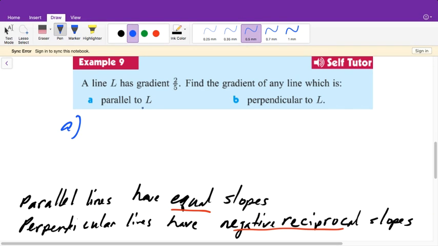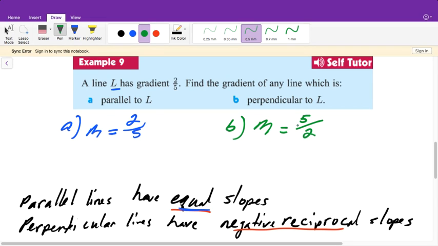So for A, we want the slope of a line that is parallel to line L. Well, if the slope or gradient of a line is 2/5, that means this slope that is parallel to it has to be the exact same because parallel lines have equal slopes. So it must also be 2/5. And then if we want a line that is perpendicular to L, remember, it is its negative reciprocal. So the slope will first have to be the reciprocal. Well, you say you love me, now you're flipping. So you flip them like reciprocals. So it's 5/2, and then it's the negative reciprocal. So we have to take the opposite sign. So its negative reciprocal is -5/2.